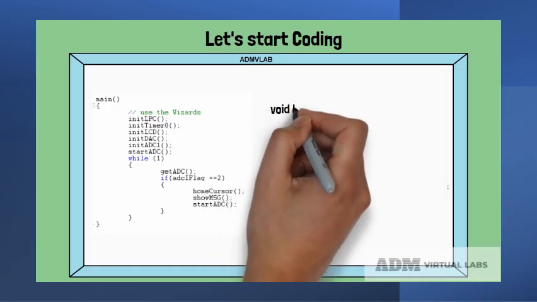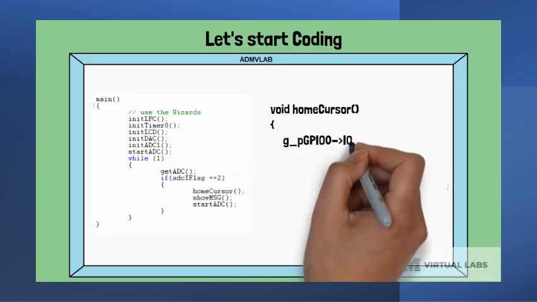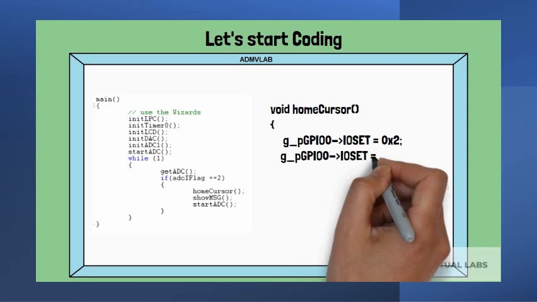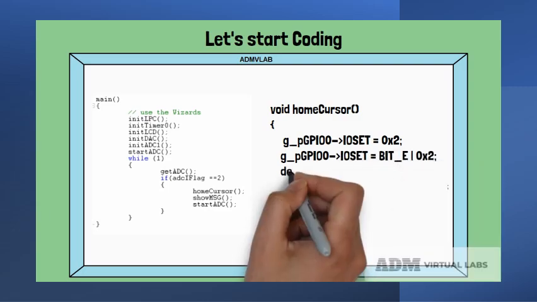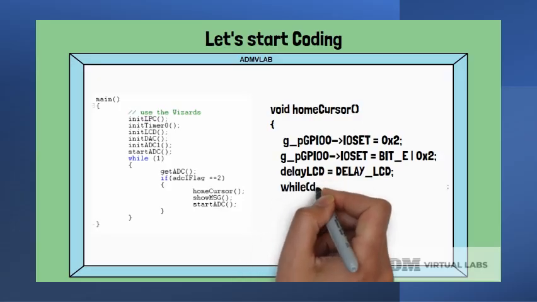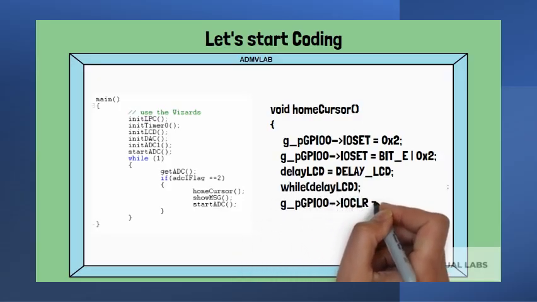The home cursor function call is a command to the LCD module. The home command instruction code has a value 2, and this value is driven on the data bus. The LCD control bit E is then toggled high and then low for strobing this command into the LCD module.